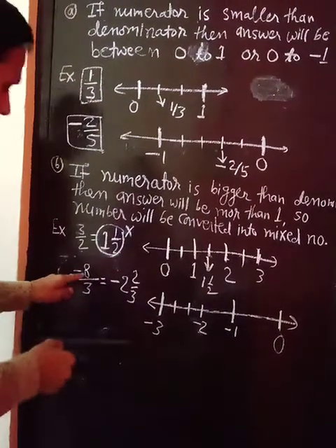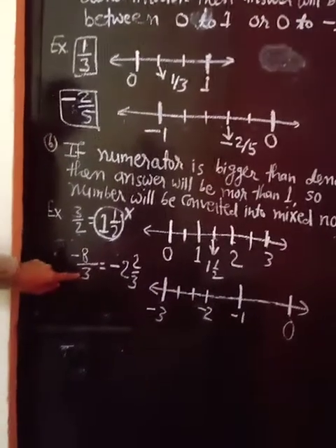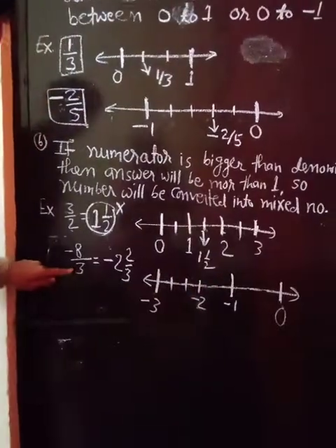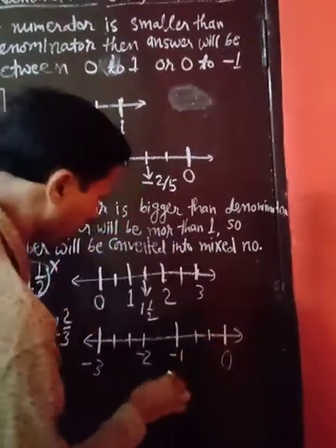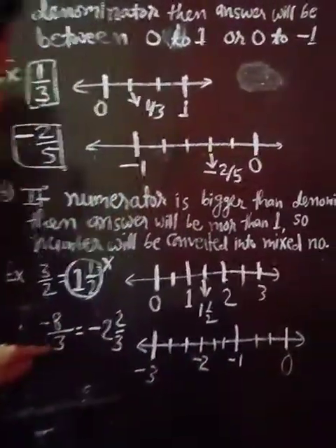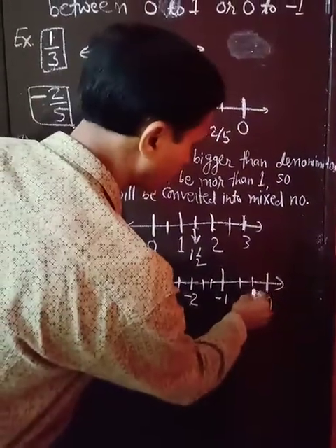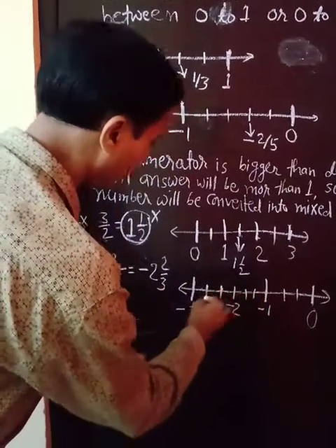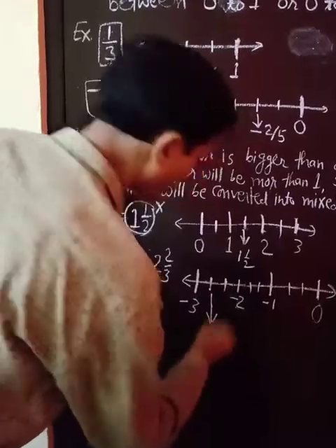Now see this, minus 8 upon 3. First you see it like yesterday's method. This is the negative direction, so no need to draw the positive side, only the negative side we will mark. And each part I am dividing into 3, which means 2 dots I will mark, and 8 is the counting. So from here we will start counting 1, 2, 3, 4, 5, 6, 7, 8. So this is our answer, minus 8 upon 3.